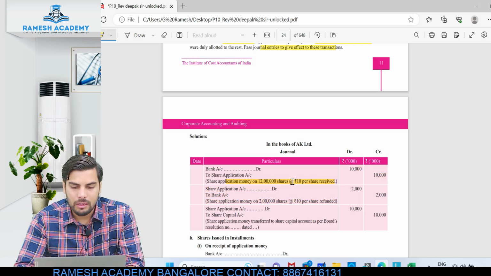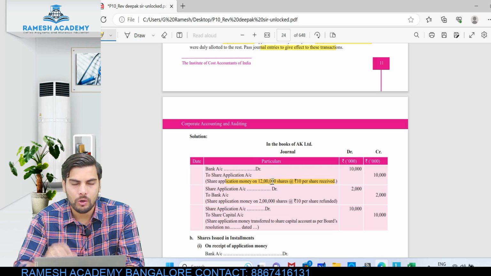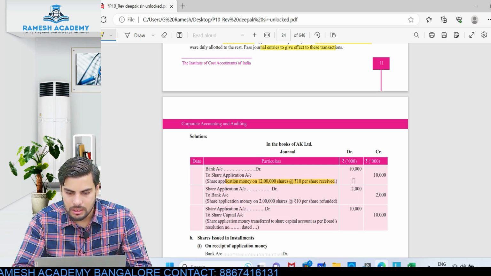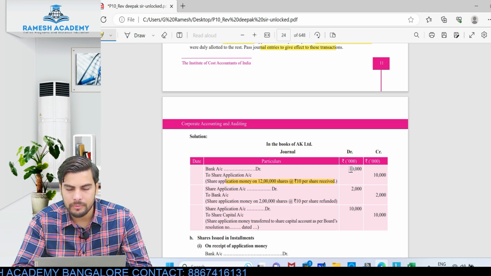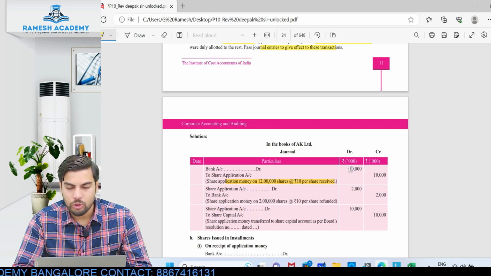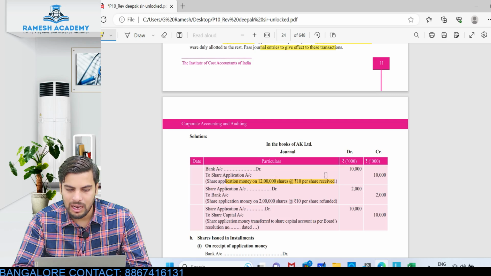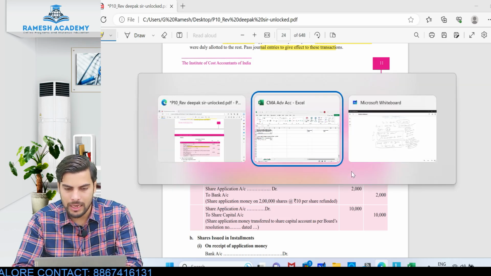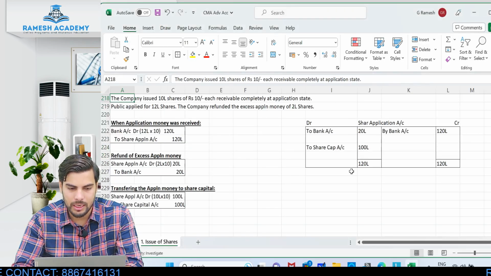Clear? They have clearly mentioned that 12 lakh shares. For 12 lakh I'm receiving this. See, this amount should not be 100 lakh, it should actually be 120 lakh. So 12 lakh into 10, this figure is wrong. So the actual entry would be this. This is the correct value.